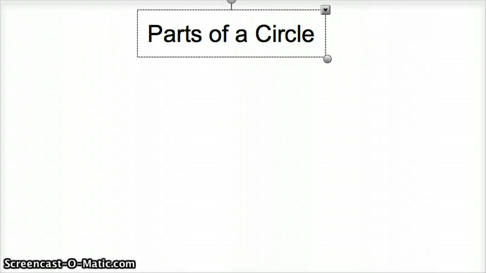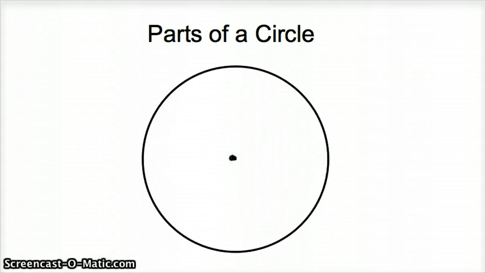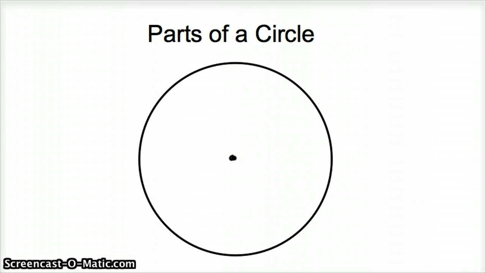Okay, parts of a circle. So let's get us a circle going here. And we'll keep it pretty basic. So there's a circle with a center, and we'll call it O. Alright, the first thing is from the center to the outside of the circle, that is called a radius.